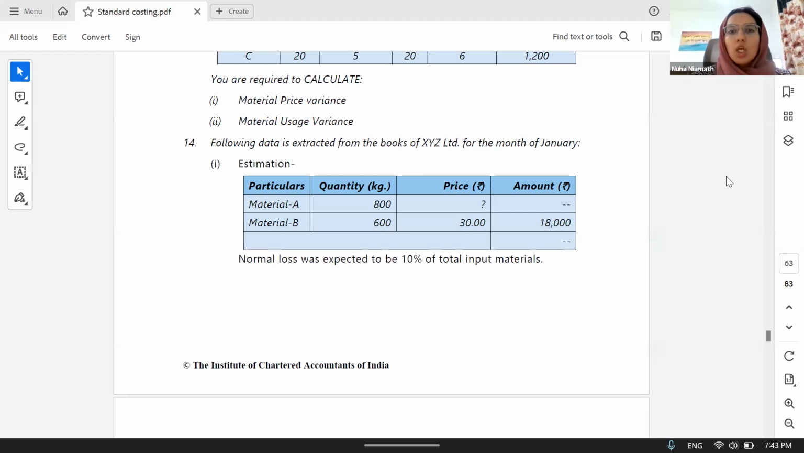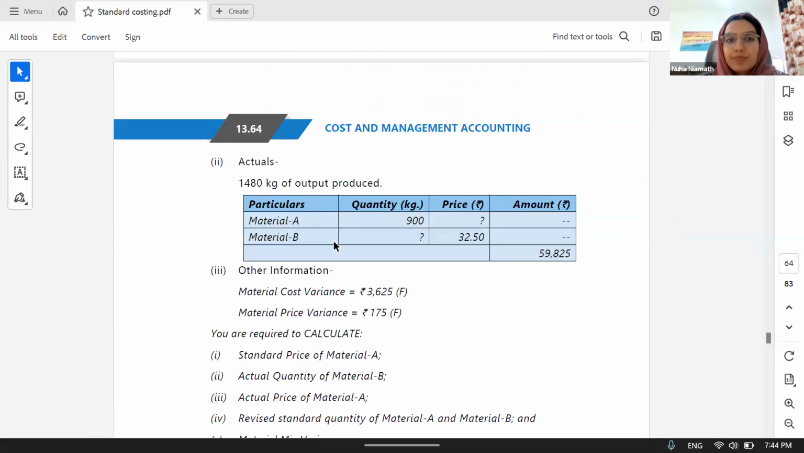Okay, perfect. So now this one last question, question number 40, has a little different concept. Let's look at this. The following data is extracted from the books of XYZ Limited for the month of Jan. Estimation, like standard or budget, you can say. Material A, 800 kgs to be used. Material B, 600 kgs to be used. Price not given. Price given for material B at 30 rupees. Amount not given. Amount given for material B, 18,600 into 30. Normal loss was expected to be 10% of total input materials.